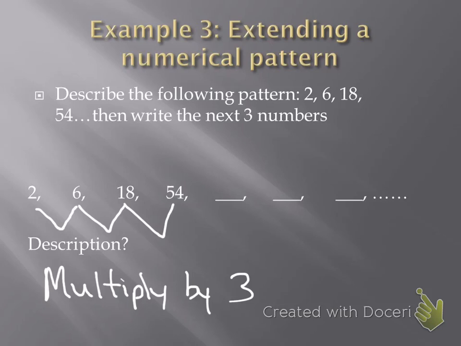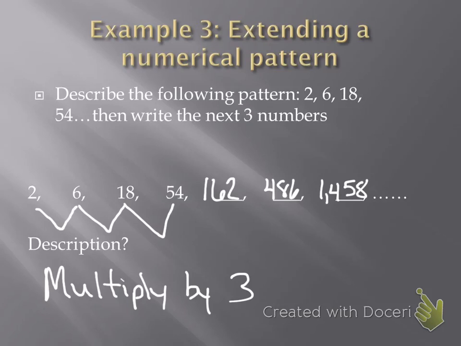So I know I'm multiplying by 3, so what's the next number in this pattern? Raise your hand and tell me. All right, Mr. Jared. 162. 162. What's the next number, class? 486. 486. Very good. And what is the last number? 1458. 1,458. Very good. All right, so I use the pattern, and then I just multiply every number by 3, and that gives me the next number in the pattern.